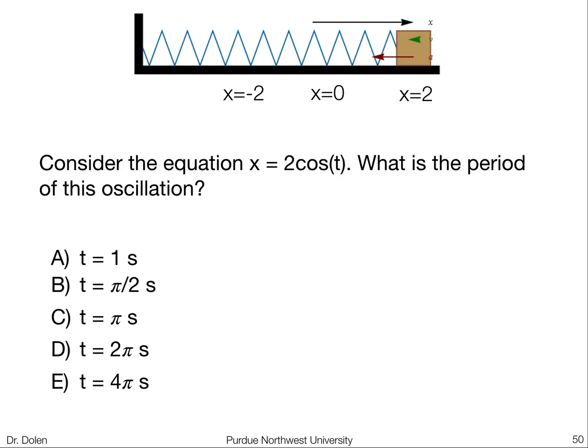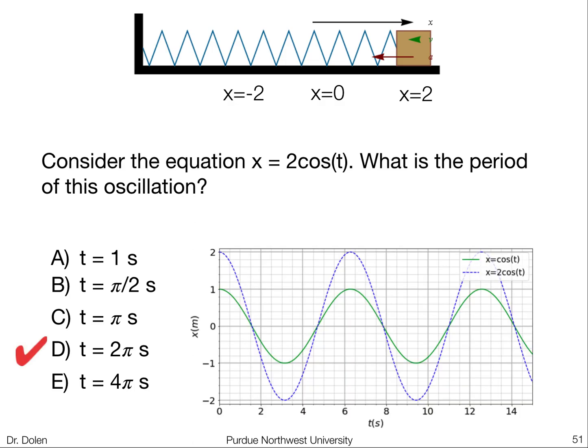Okay, what if I did this? What if I said this was the equation, x is equal to 2 cosine of t? What is the period of this oscillation? Okay, moving to the next slide, the answer is still 2 pi. If I multiply my equation by 2, the position is now described by 2 cosine of t. I am not affecting the period. Now it's oscillating back and forth between x equals 2 meters and x equals minus 2 meters instead of x equals 1 and x equals minus 1 meters, but it takes the same amount of time to go through one complete period. In both cases, it takes 2 pi seconds to go through one complete period.